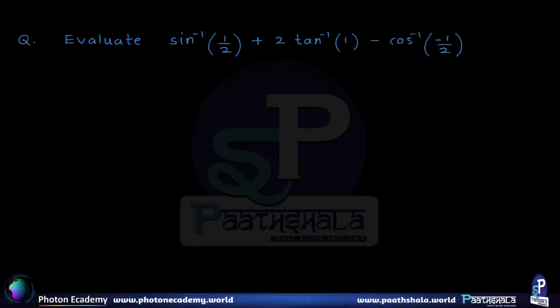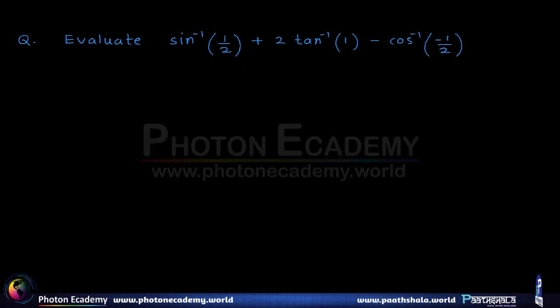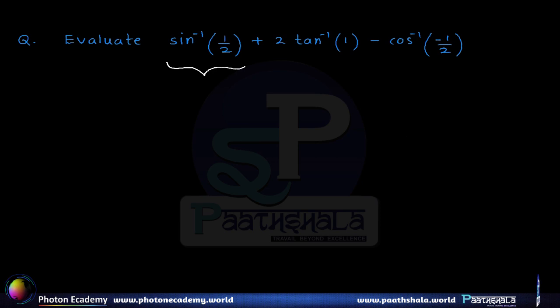Let us solve a couple of examples to practice the basics of inverse trigonometric functions. So here we have to evaluate an expression: sine inverse of 1 by 2 plus 2 times tan inverse of 1 minus cos inverse of minus 1 by 2. If you recollect, while writing the value of any inverse trigonometric function, we have to report that value in the principal value branch only.